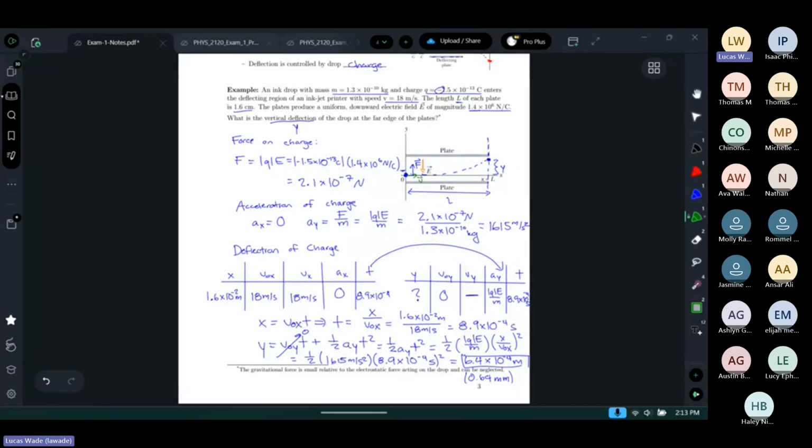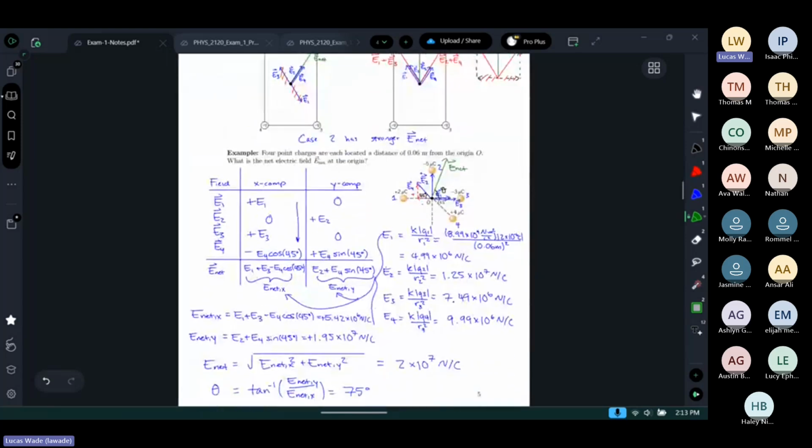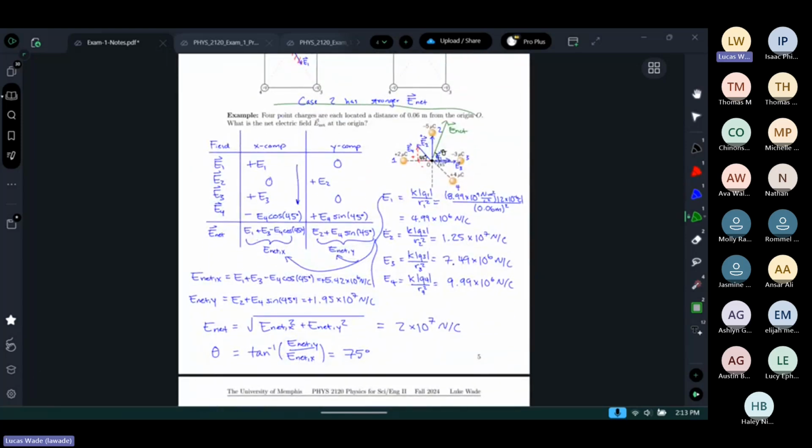There won't be a question like this where it's combining the electric field stuff and kinematics, but you can expect one like this. This is your sort of bread and butter question type for chapter 22: I give you a few point charges and I ask you what is the electric field at a certain location. I guarantee you that type of question will be on the exam.